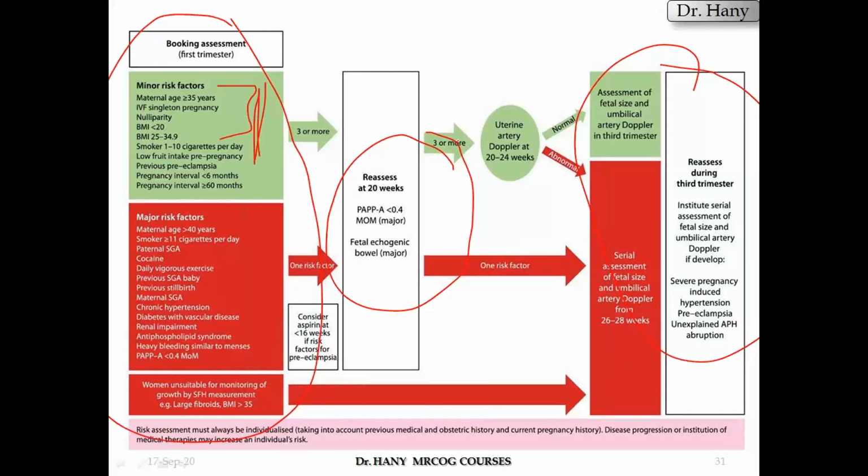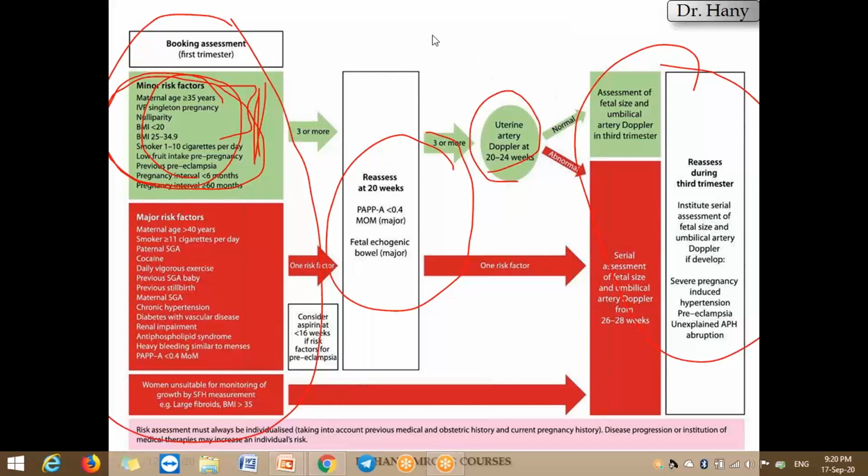If I collect 3 from the minor risk factors, I will have a gift. What will be the gift? Uterine artery Doppler at 20 to 24 weeks. The minor risk factors are age 35 or more, IVF pregnancy, nulliparity, BMI less than 20 or between 25 and 35, and smoking less than 10 cigarettes, from 1 to 10, less than 11. If 11 or more, it's a high risk factor. If you collect 3 of these minor risk factors, you will have a gift in the exam: uterine artery Doppler between 20 and 24 weeks of gestation.